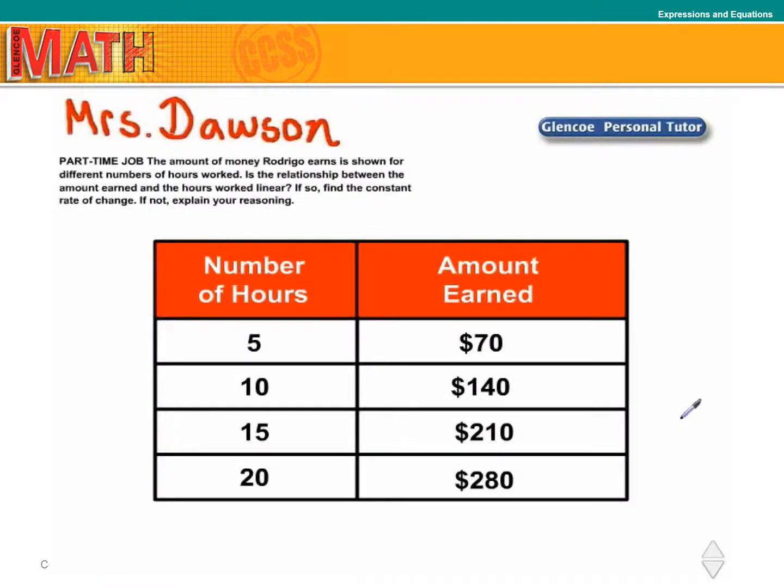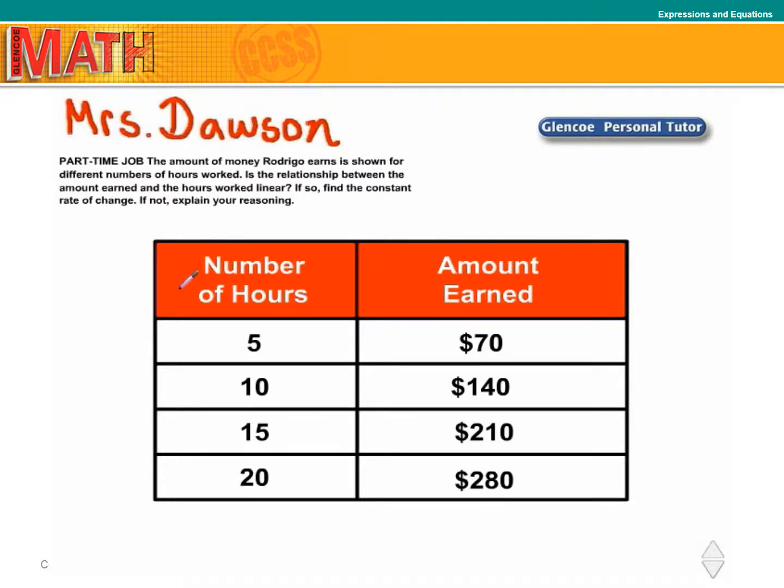This is Mrs. Dawson, and the following is an example on how to identify linear relationships. Part-time job. The amount of money Rodrigo earns is shown for different numbers of hours worked. Is the relationship between the amount earned and the hours worked linear? If so, find the constant rate of change. If not, explain your reasoning.